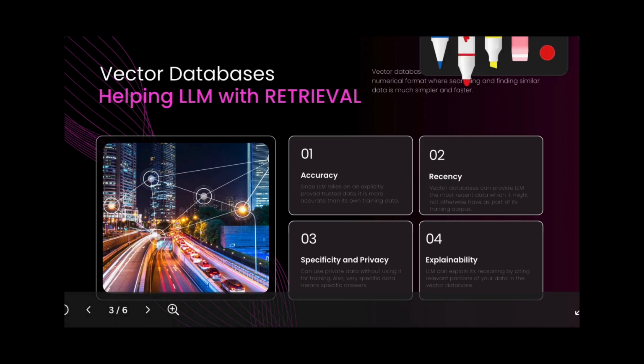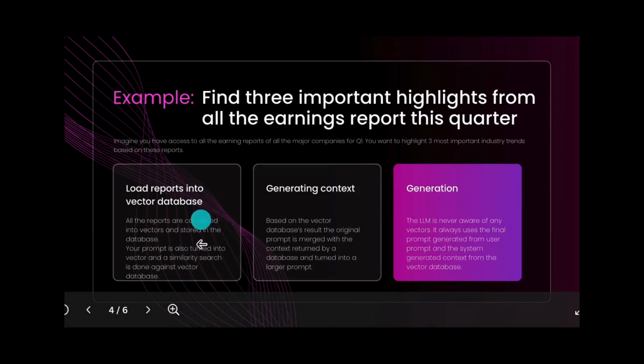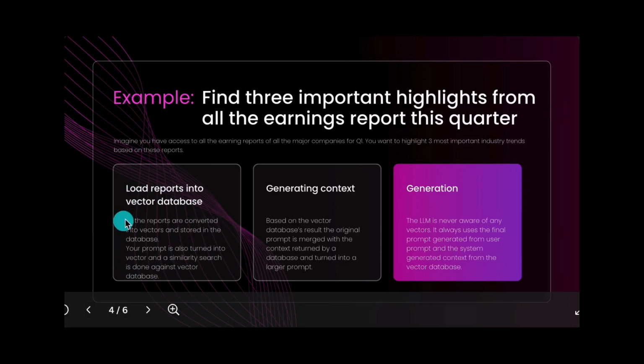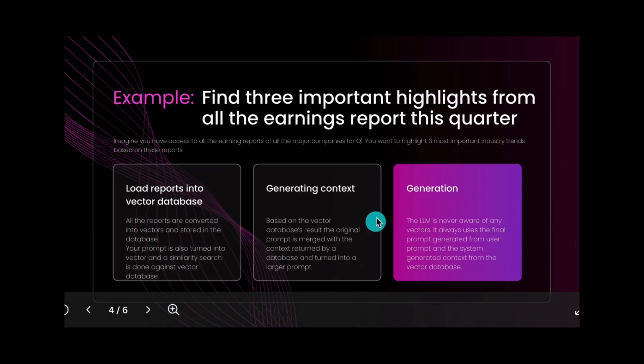Let us look at an example. If we ask our AI system to extract three highlights from all the major public companies' quarterly reports for the current quarter, this data is recent and hence not part of the LLM's training data. The first step here is to load as many quarterly reports as we can into the vector database. The database is responsible for transforming the reports into a format called vectors. The next step is querying this data in the context of the prompt you want to provide to the LLM. This is the step where the vector database performs a search and returns a result in the form of vectors.